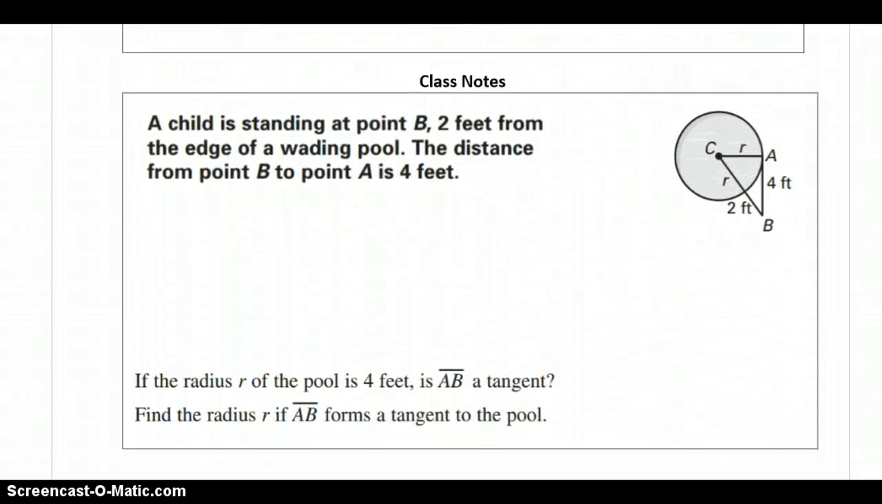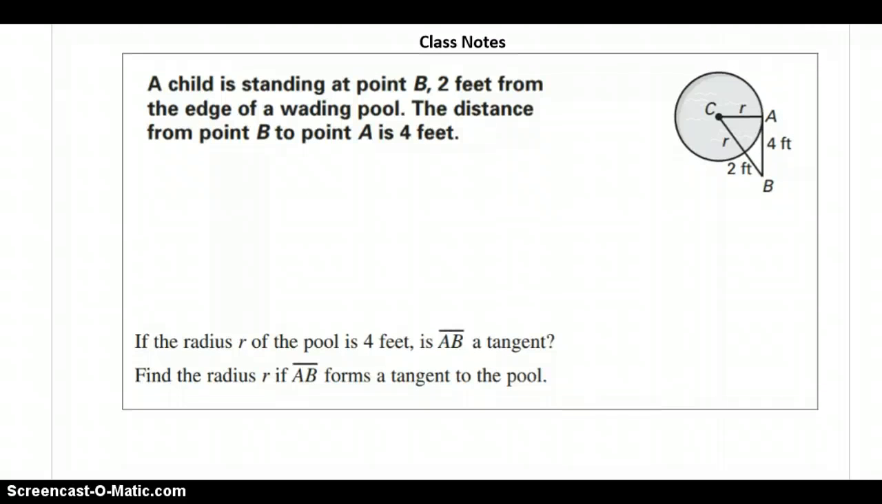Right, last problem. A child is standing at a pool at point B, so here's point B, which is 2 feet from the edge of a wading pool. So the distance from the child to the edge of the pool here is 2 feet. The distance from point A to point B is 4 feet, which is given here. So down below it says if the radius r of the pool is 4 feet, is AB a tangent?